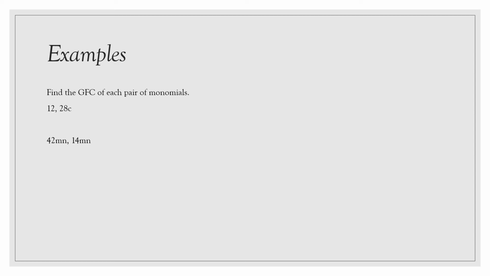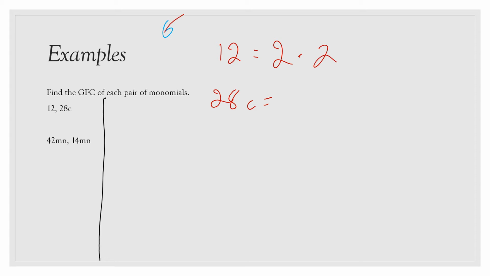Let's try 2 more. 12 and 28C. Again, 12, can it be divided by 2? Yes. 12 divided by 2 is 6. So we're not going to write 6 there. We're going to ask ourselves, can 6 be divided by something? So again, I'm writing 6 up here just to keep track. Okay, so 6 can be divided by 2 again. So we'll add another 2. Cross out that 6. Now we're at 3, because 3 times 2 is 6.